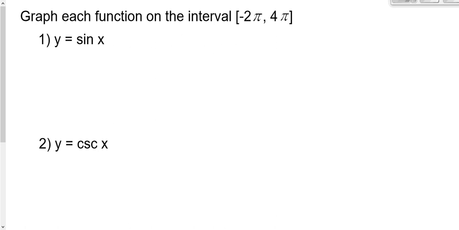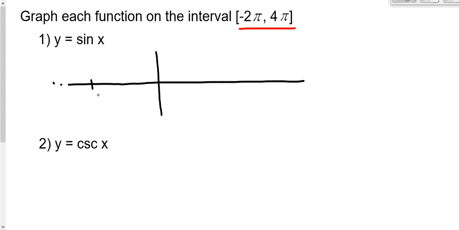We're going to look at numbers 1 and 2. Sine and cosecant are reciprocals, so after we do number 1 it's going to make number 2 a lot easier. We're graphing on the interval from negative 2 pi to 4 pi. So let's get that set up. Negative 2 pi over here, 2 pi over here, 4 pi over here.